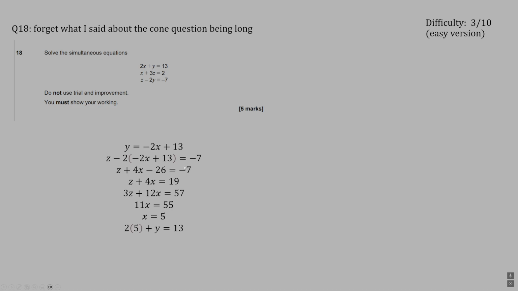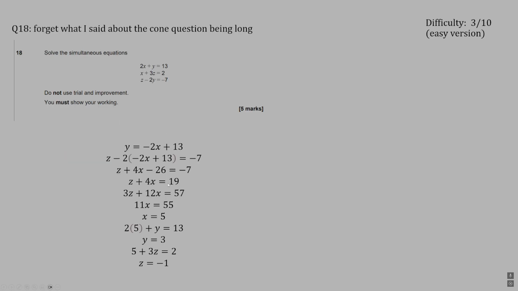x equals 5, and then this next bit's pretty easy from here. You just get y equals 3, z equals negative 1, substitute them in. Sorry, it might have been a bit fast there, you might want to take a look.